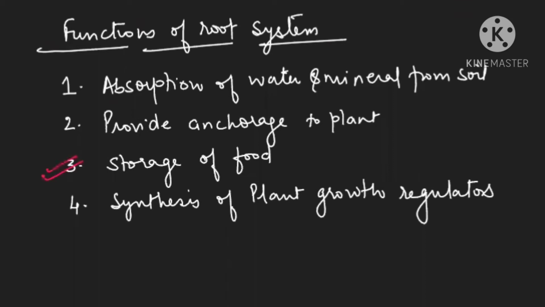Another function they are telling is storage of food also, because no one will think about this question, and this is a very important question. It is a question area. And the next function is synthesis of plant growth regulators. There will be 5 types of plant growth regulators, but now we just have to remember it. The root system is also responsible for synthesis of PGRs. Is it clear? Now we will be studying the modifications of the taproot system and adventitious root system.